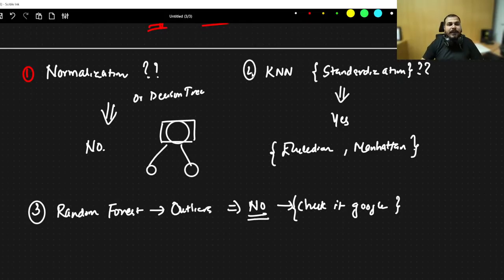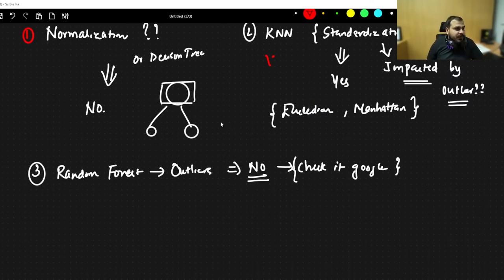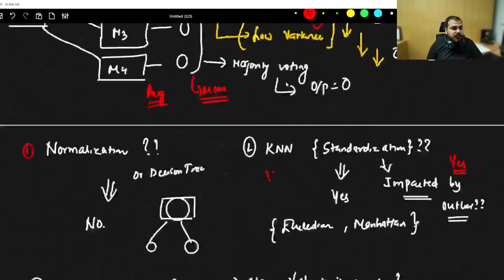Is KNN impacted by outliers? Is this KNN algorithm impacted by outliers? So what should be your answer? Is it impacted by outliers? The answer is yes. Big yes. I've also shown you this specific part yesterday or the day before yesterday, I think. Perfect. So these are all the interview questions that need to be covered.